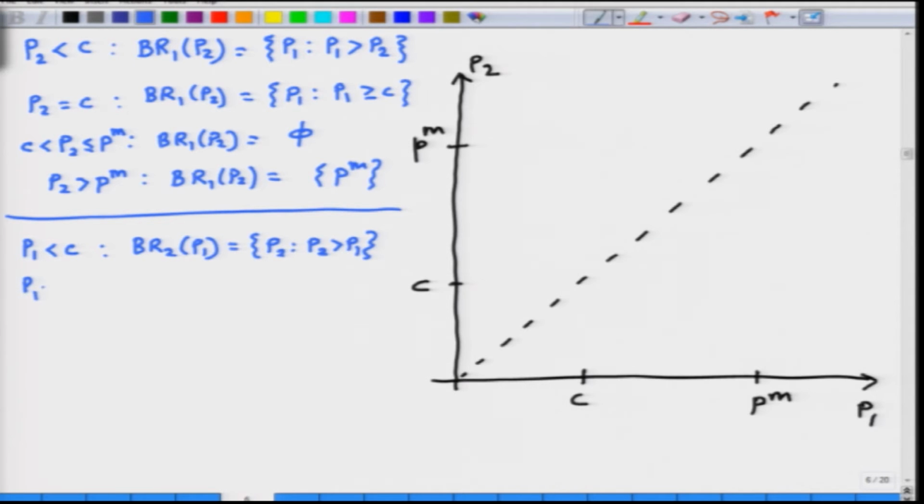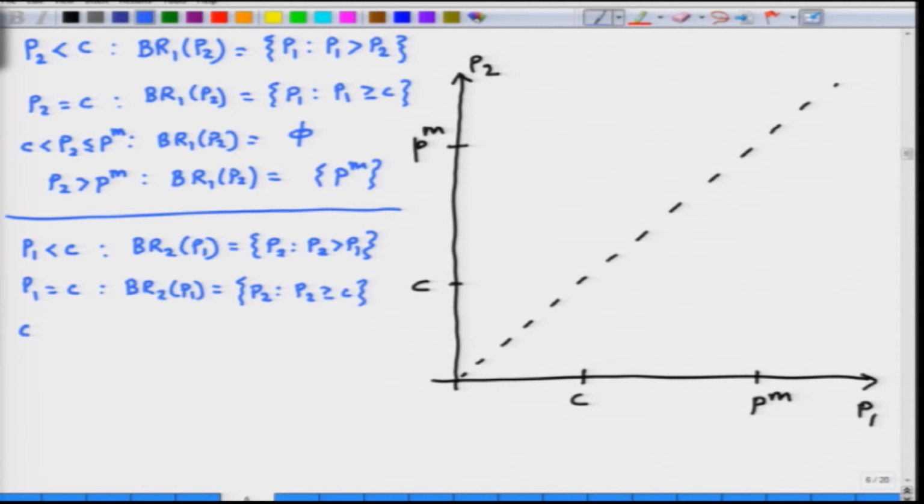If P1 is exactly equal to the marginal cost, then the best response for firm 2 is to choose a price P2 which is either C, in which case we split the market, but because my price also is equal to C, profits are 0, or choose a price P2 which is strictly larger than P1, because if I price above what firm 1 is setting, then nobody is going to come to me and my profits are going to be 0. So, P2 greater than or equal to C.